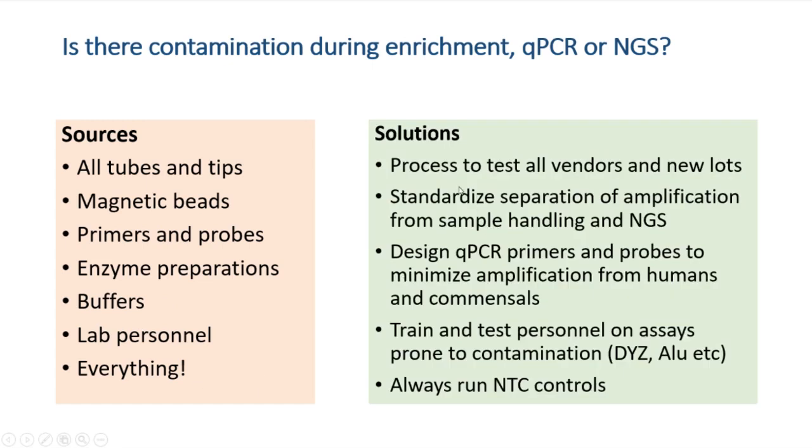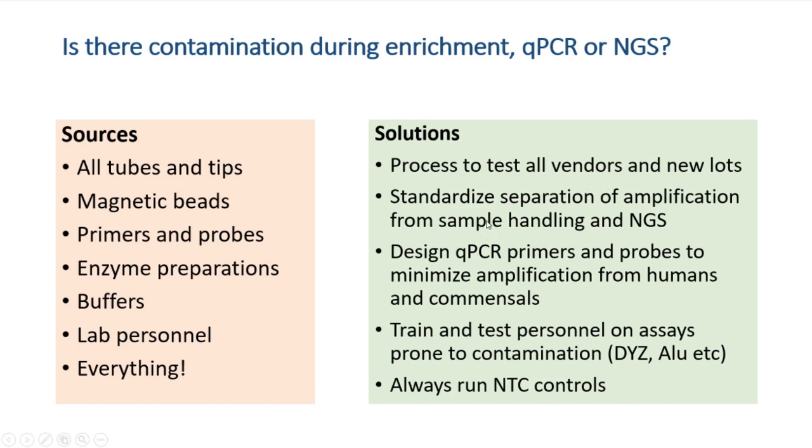The solution, of course, is to have a process where you test essentially all vendor components in each new lot. When things come in, we test the lot, we break it into aliquots, test the aliquots, and freeze them down. And now we know we've got good sterile components that we can go back in and pull out when we're ready for them.